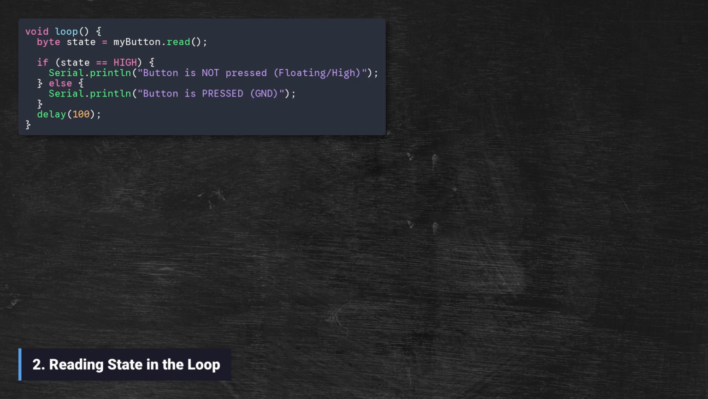Now, in the loop, we call the read method of our object. We don't need to pass the pin number anymore because the object already knows it. We'll store the result in a variable and print it to the serial monitor. This is the beauty of encapsulation. The main loop stays clean.